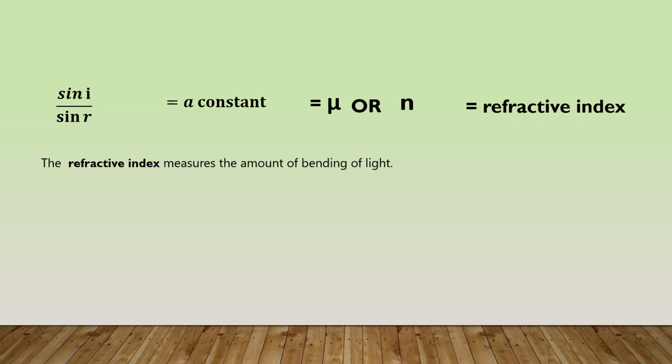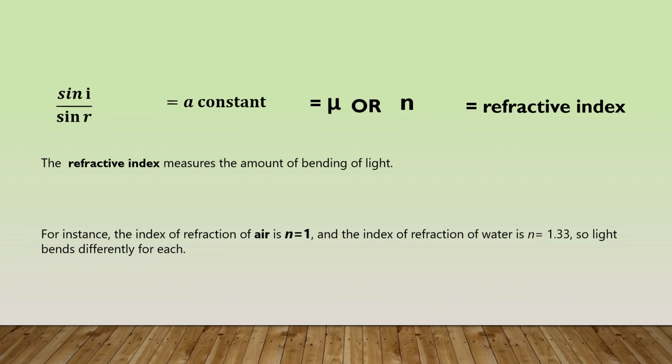Now let us sum up what we have studied in the previous slide. Sine i by sine r, that is sine of angle of incidence to sine of angle of refraction, is always a constant, and this constant is represented by a symbol mu or n. Some people refer to it as mu and some people call it n. The name for this value is refractive index. Refractive index helps us to measure the amount of bending of light, how much it has deviated from its path. That is a measurement given by refractive index.